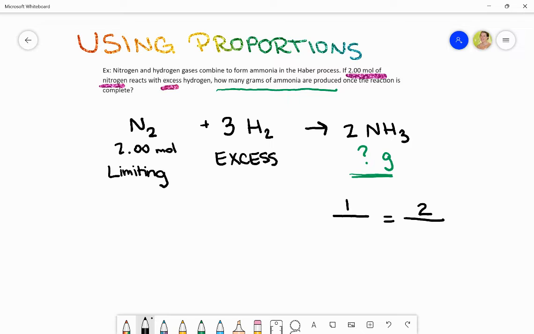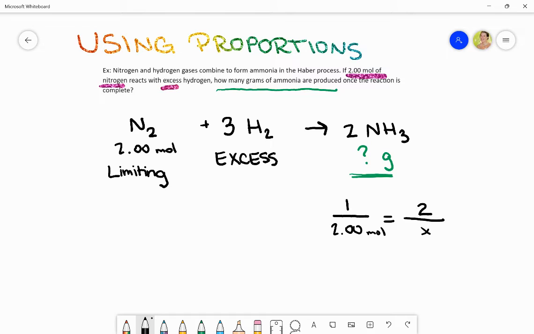Top numbers are the mole ratio numbers, so the bottom numbers are going to be my moles of that substance. So I know how many moles of nitrogen I have, but I don't know how many moles of ammonia I have. This means that I'm going to assign the moles of ammonia the variable x. You guys are so used to solving for x from math class. So just as a reminder, these top numbers are my coefficients or my mole ratio number, and the bottom is moles.